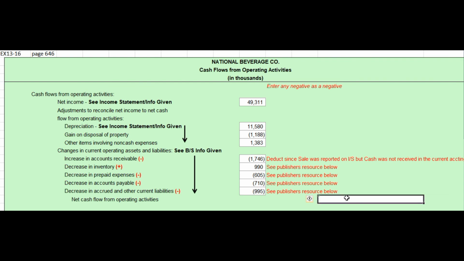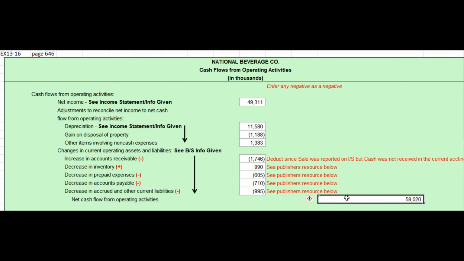So here you should be able to calculate that you have a net cash flow from operating activities in the amount of $58,020. So the second part of this exercise wants to know, how do you interpret these results?